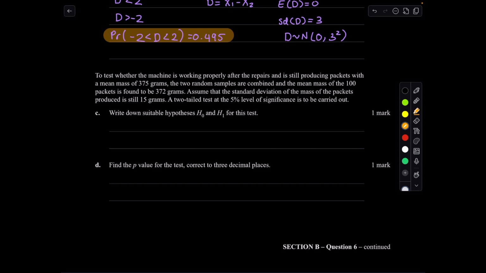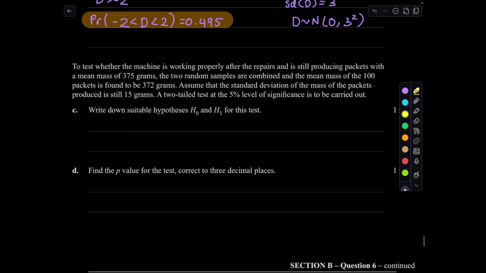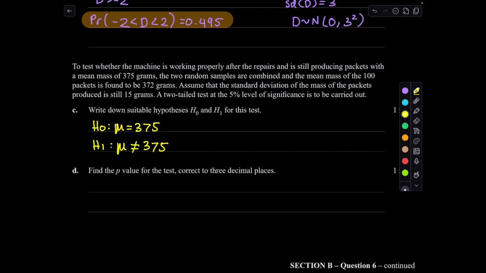This is really easy. We are doing a 2-tailed statistical test. So of course, your null hypothesis is that there was no change. So your mean was just that 375, it didn't change. And of course, your alternative hypothesis is when there's a difference. It could have been an increase in the mass, or it could have been a decrease. So the mean is not equal to 375. Done. Find the p-value for the test.